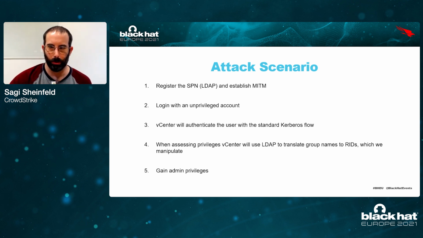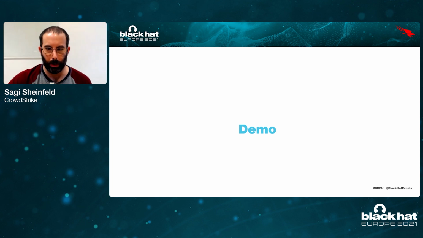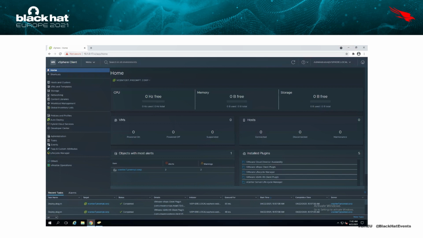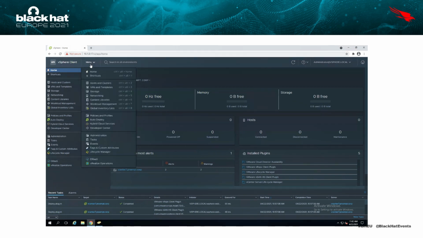Let's see a demo. Unfortunately, for this demo, we don't have the attacker's view, so I will try to describe what happens behind the scenes. Here we have a vCenter machine, which we have already attacked. And now we see the configured roles on that machine.